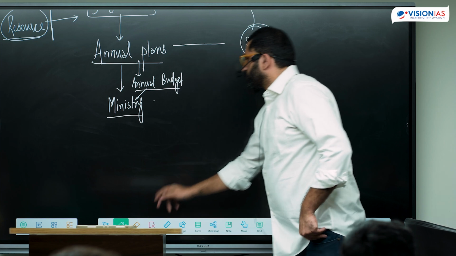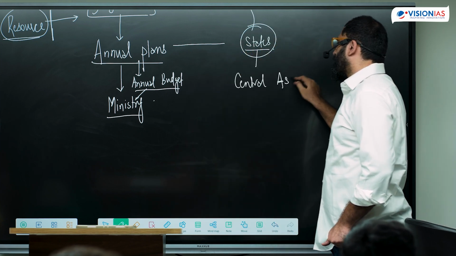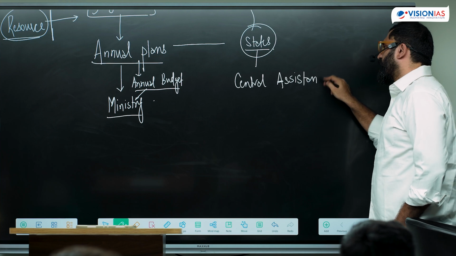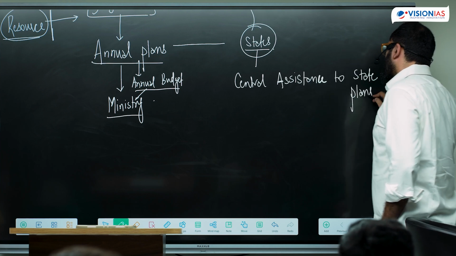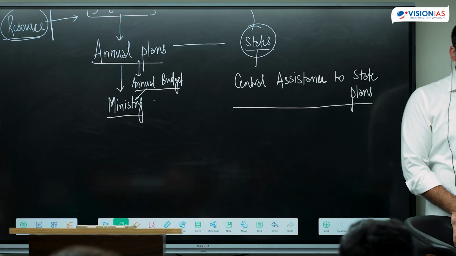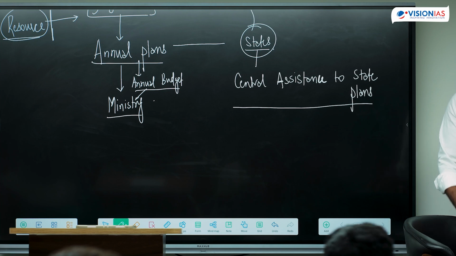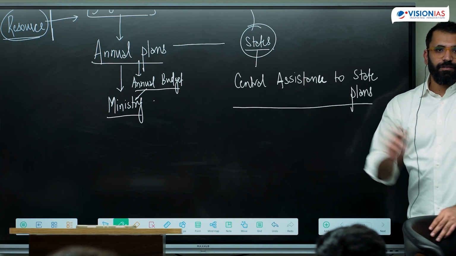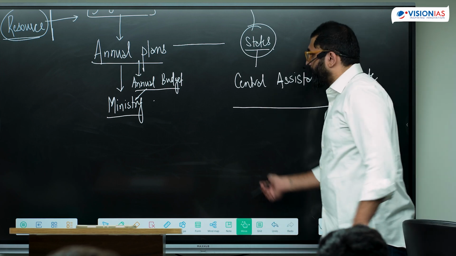The states used to receive something called central assistance to state plans. Now when you are accepting our plan, you will also get money for implementation of that. Some money you're going to get from your budget, rest other money you're going to get from the center government through the planning commission, which was called central assistance to state plans. Now, how did this central assistance to state plans come?